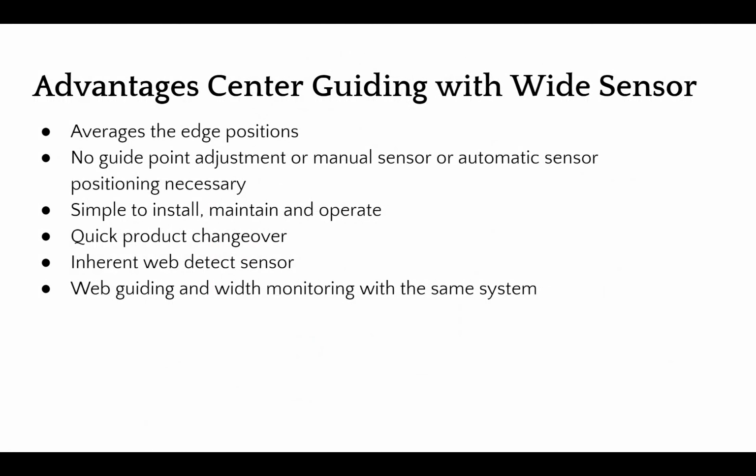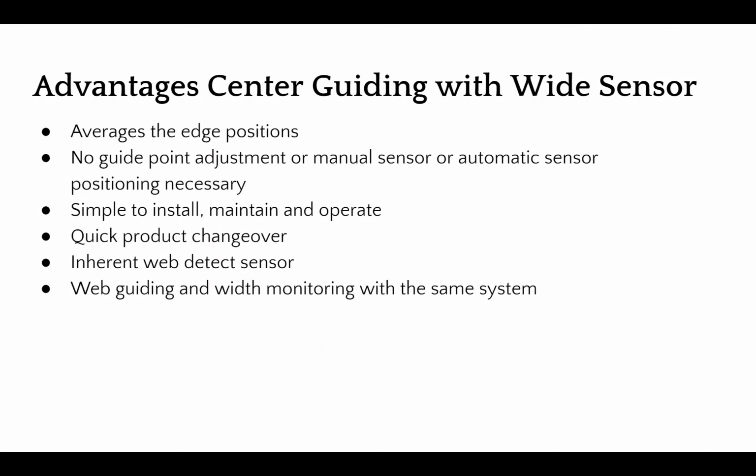So mainly, center guiding offers us several advantages. First and foremost is that it averages the edge position, because we are looking at both the left edge and the right edge, and that helps us average that. And when we look at other challenging applications later on, we'll see how that is helpful. And then you don't need to do any guide point adjustment. And even manual or automatic sensor positioning is not necessary. It's really simple to install, maintain, and operate.